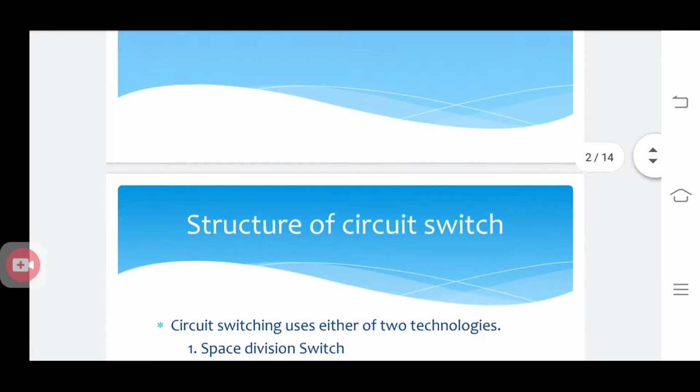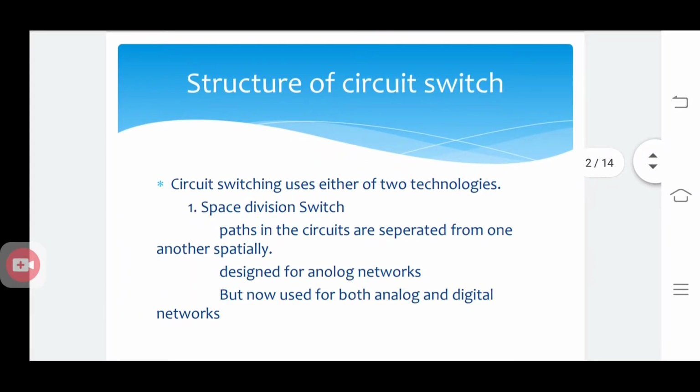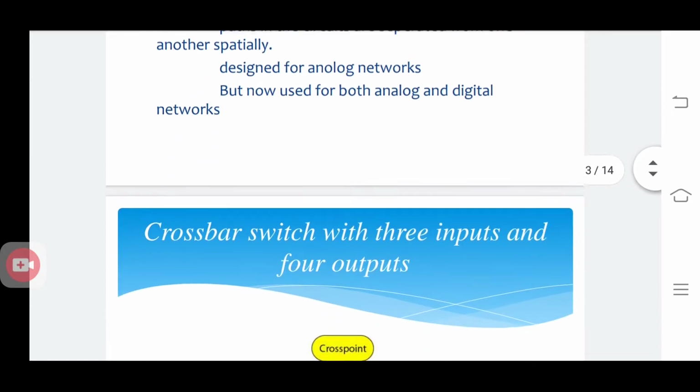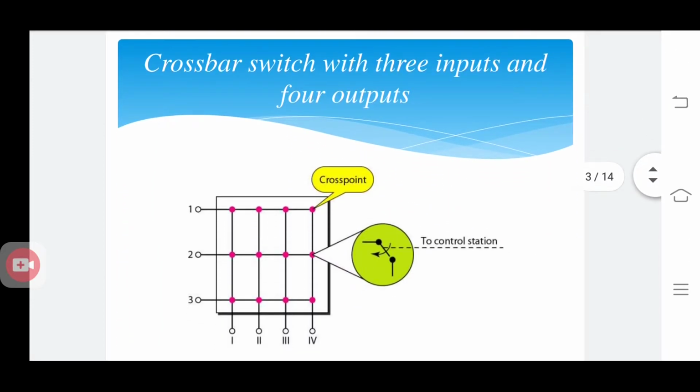The structure of a circuit switch uses two technologies. One is the space division switch. Here the paths in the circuit are spatially separated. They were mainly designed for analog networks, but nowadays they are used for both analog and digital networks. The first space division switch is the crossbar switch.